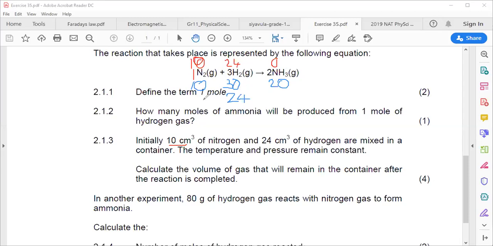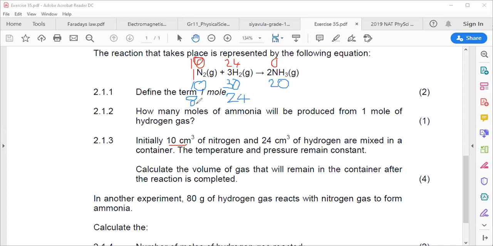Now I've got 24. How much do I need here? I need 8. 24 divided by 3. I need 8. Because 3:1. For every 3, I need 1. 3:1, not 1:3. 1:3, I multiply. 3:1, I divide by 3. Are you following? Right.